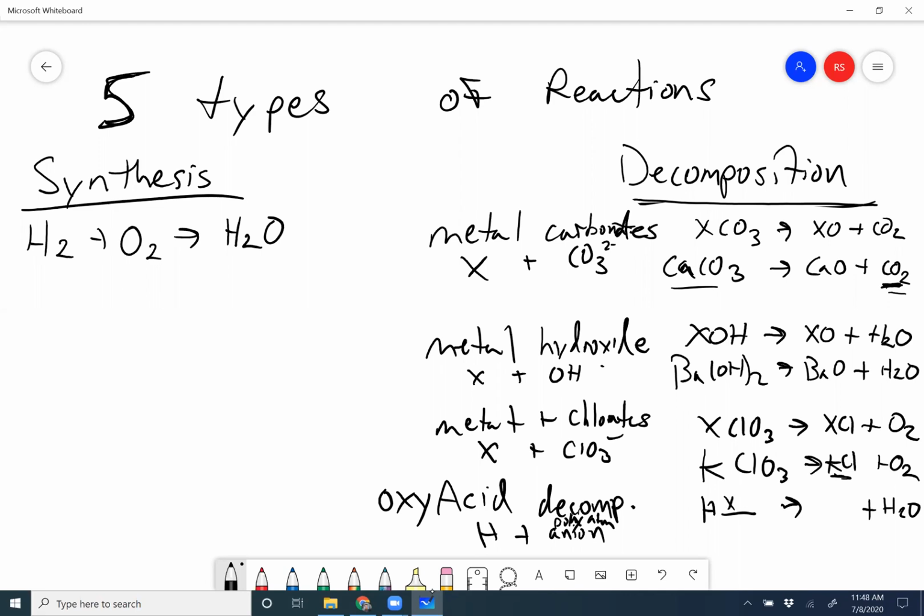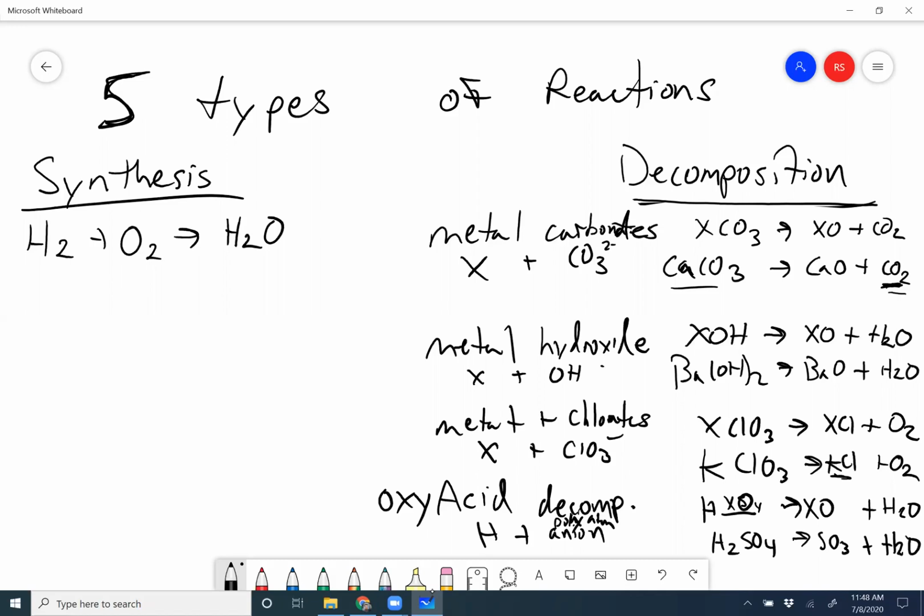So we'll say X, and then we'll say O, some number. And what will happen is we'll be left with XO and then water. So here's a good example of that. This is actually how we make sulfuric acid. We do the reverse of this decomposition. We take the sulfuric acid and its decomposition products will be sulfur trioxide or sulfur dioxide and water.